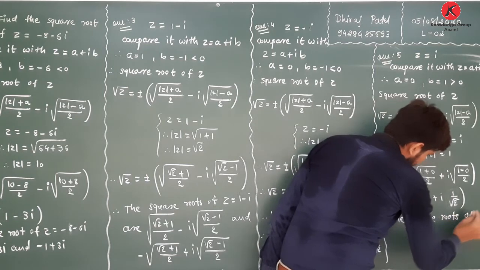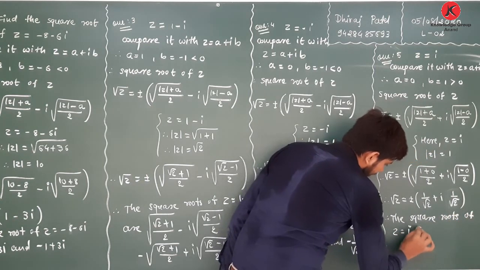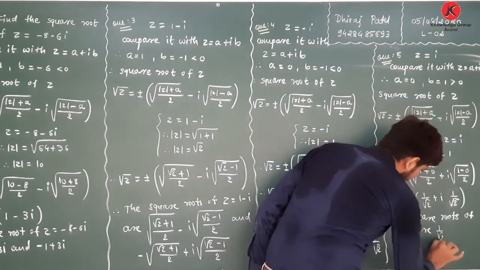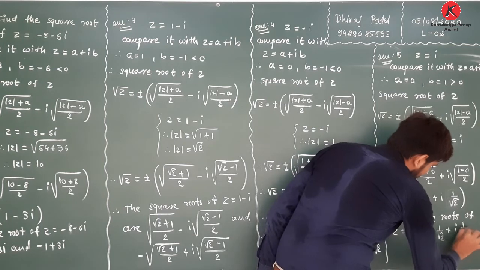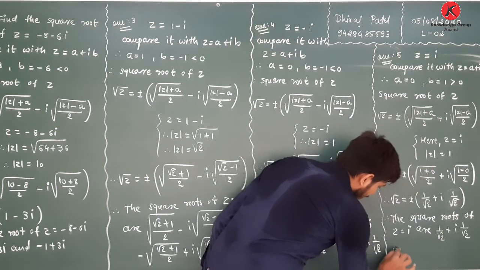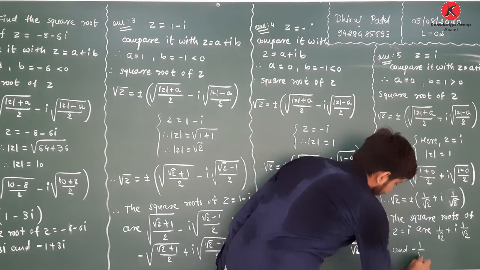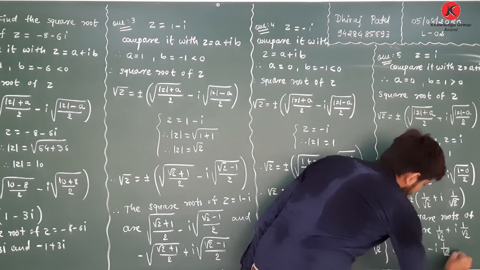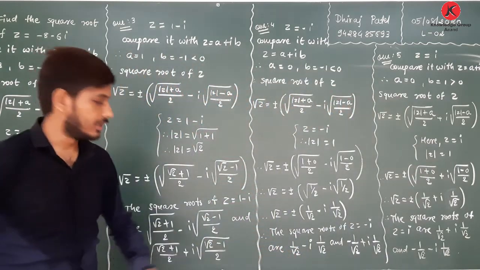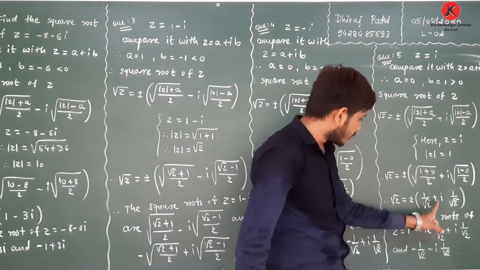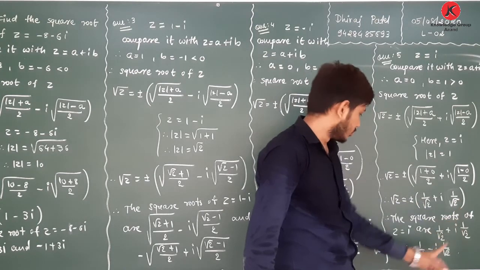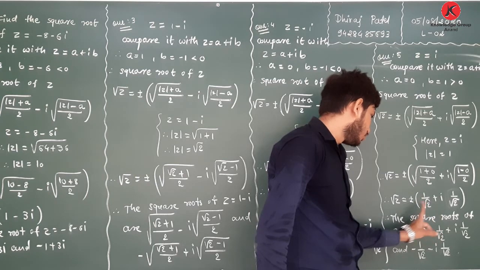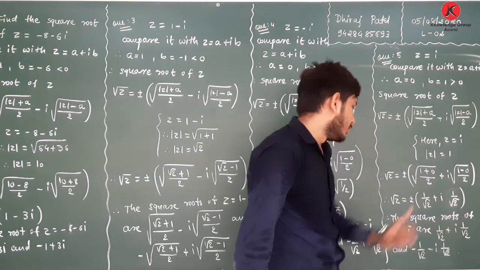of z equals to I are: two square roots will come. Once take plus: 1/√2 plus I into 1/√2, and second one minus 1/√2 minus I into 1/√2. Both these square roots are here. Once take plus, that is 1/√2 plus I into 1/√2, and second time take minus: minus 1/√2 minus I into 1/√2.